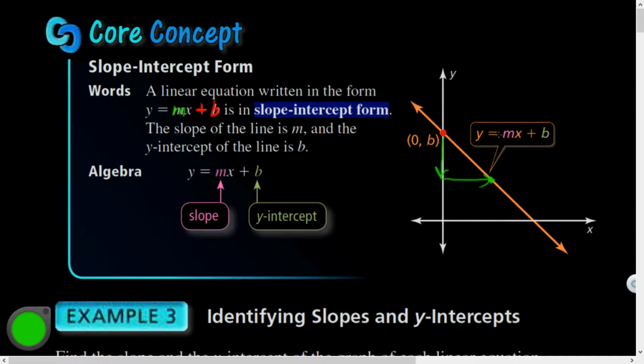So it turns out the benefit of this is that simply by looking at the equation, you will be able to know the slope and the y-intercept with zero math necessary. When it's in this form, just by looking at it, you will know what's going on.